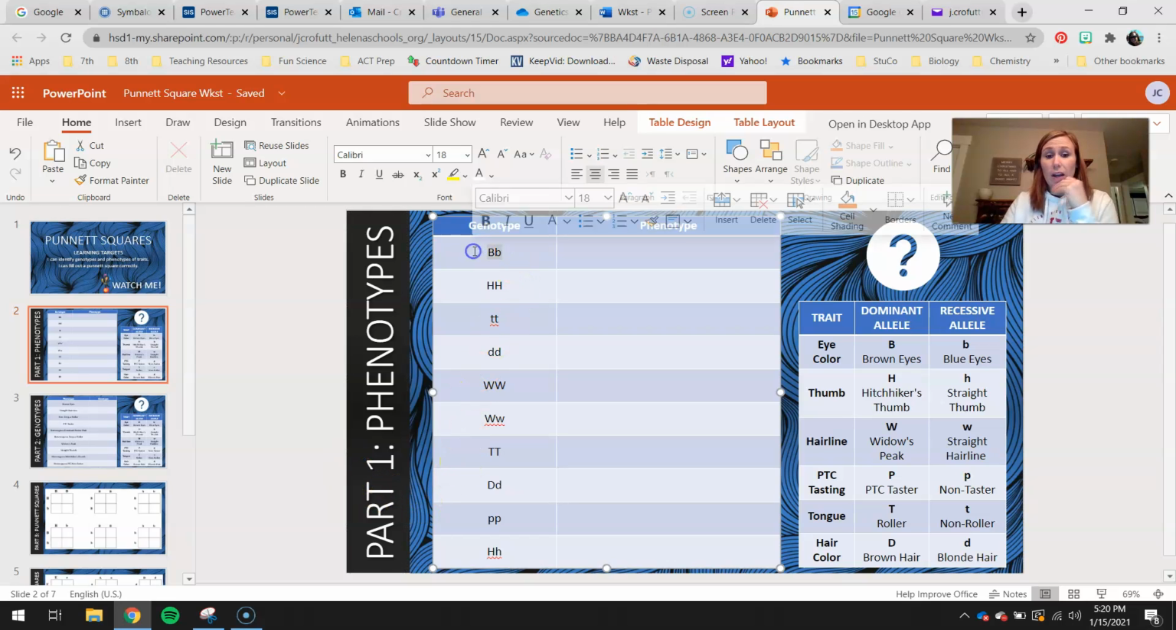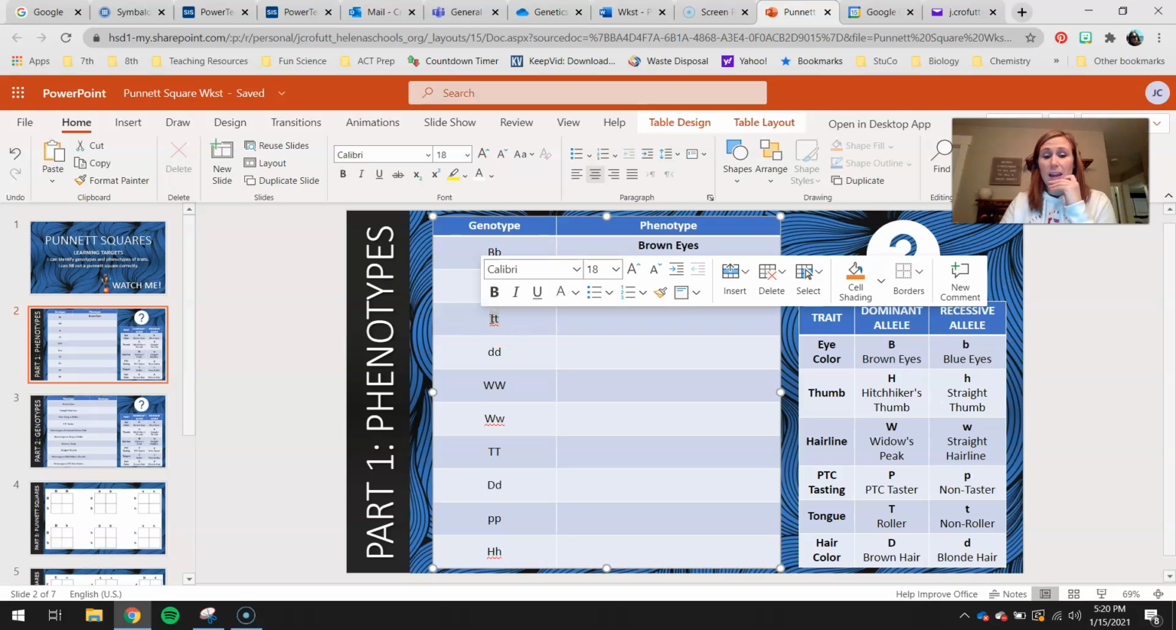So I would look over here and say, all right, this one has a capital B, this one has a dominant allele. So I'm going to look over at my key and say, all right, I'm obviously looking at eye color here, and my dominant allele for that, the big B, is the brown eyes. So that means that this individual will have brown eyes, okay? So it's phenotype brown eyes, okay?